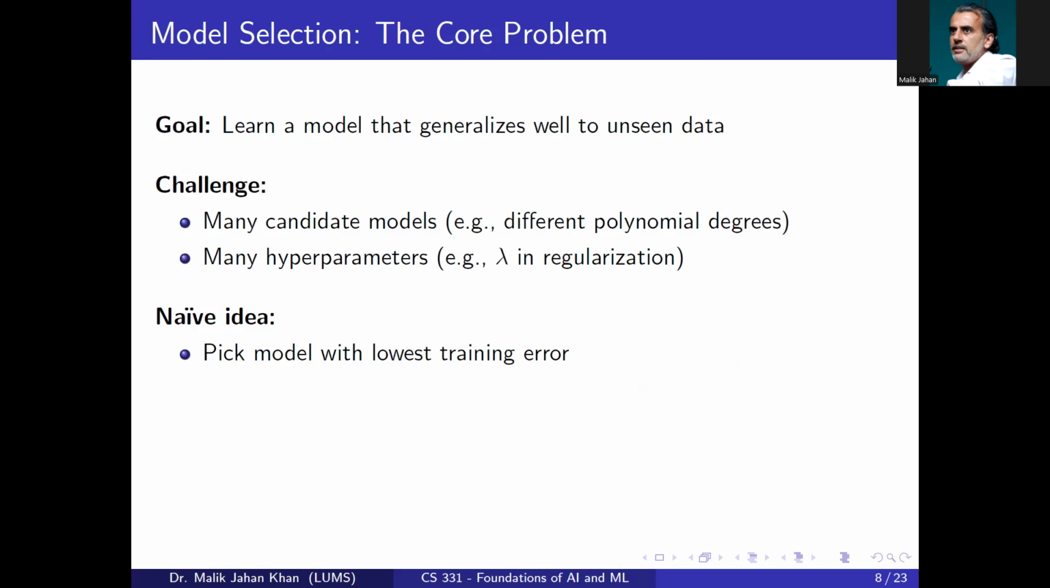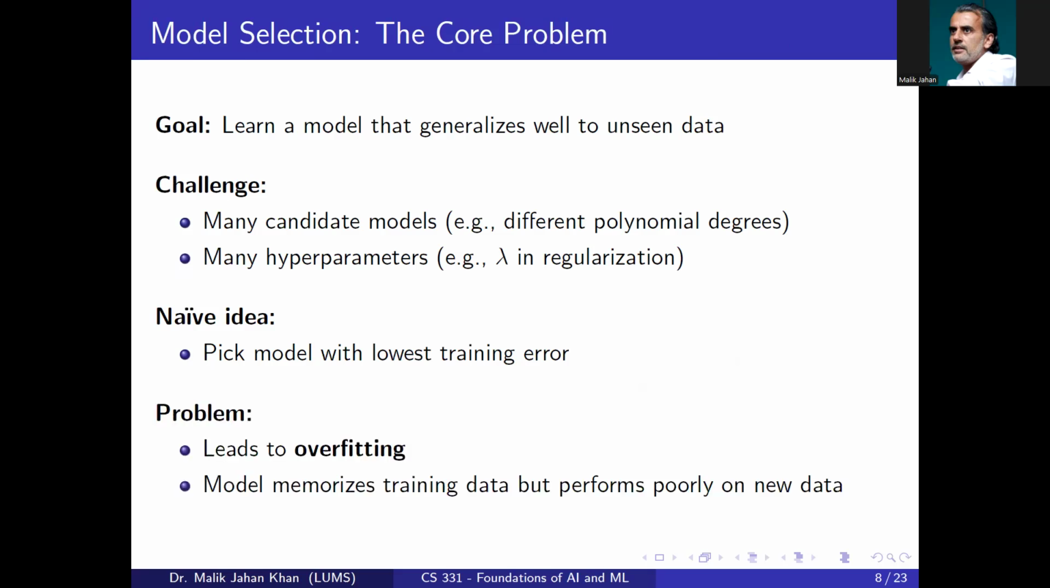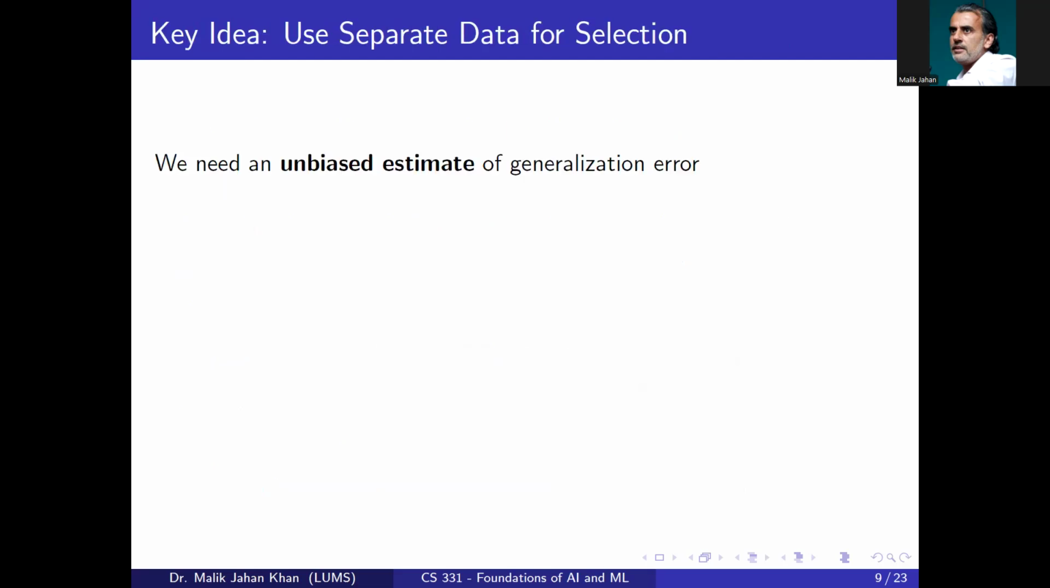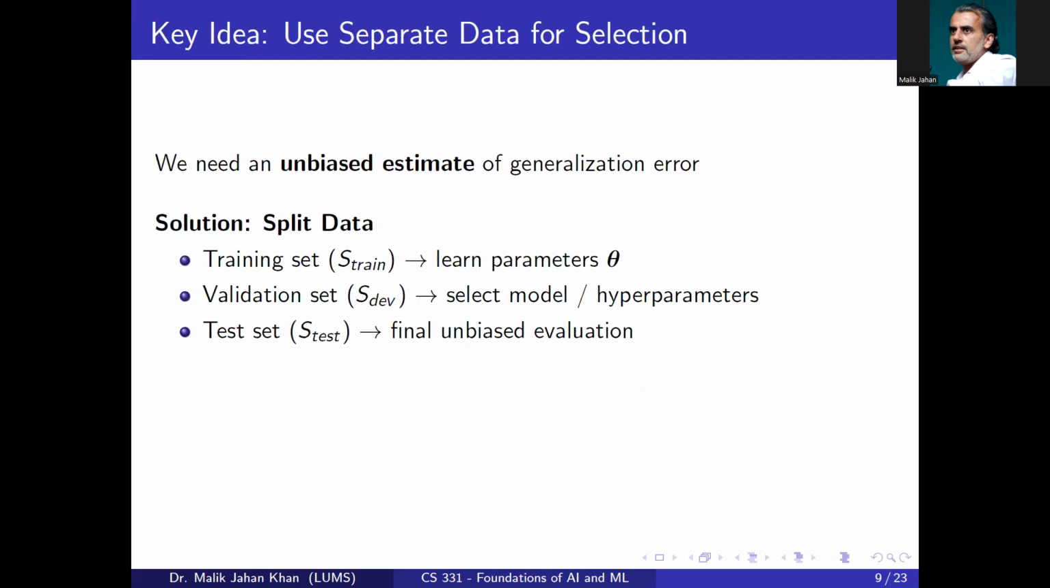So the naive idea is to pick a model with the lowest training error, but we have already discussed that that is not a good choice. That leads to overfitting, and that might be performing poorly on the new data. So for that purpose, we need to have these three sets. We have already talked about that splitting the data into three subsets is a critical exercise as an ML engineer.